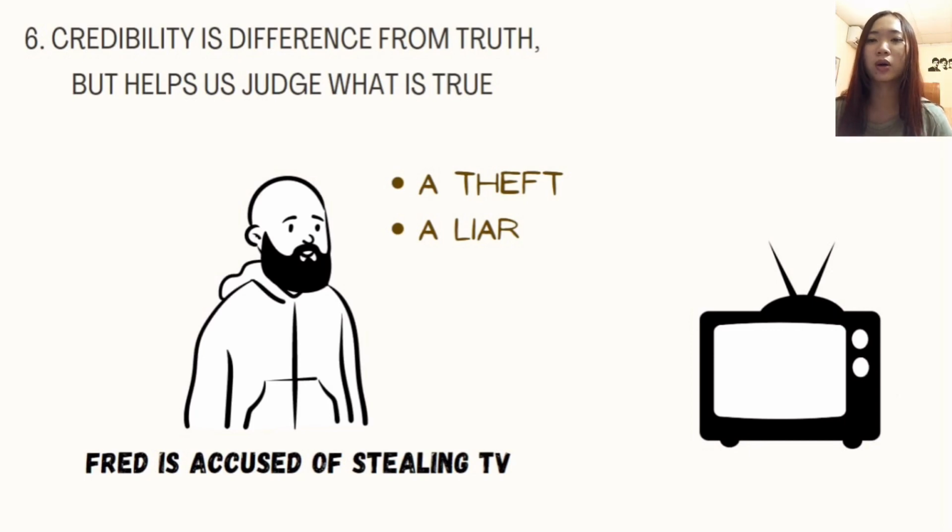For example, Fred has a long criminal record and is a well-known thief and liar. He is accused of stealing a TV, but he denies that he did it. Should we believe that Fred did not steal the TV? According to the record given, he doesn't deserve to be believed because his credibility clearly shows his nature of stealing and lying.